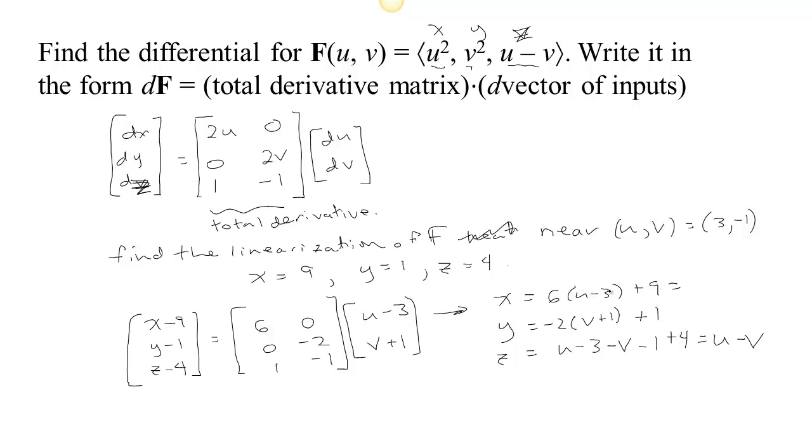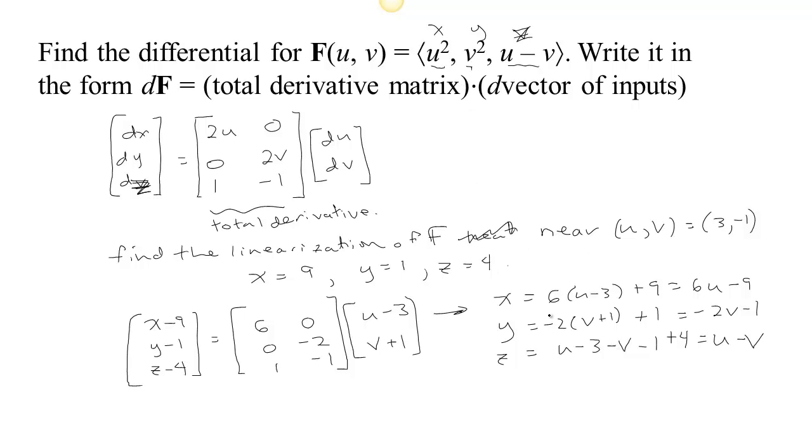Let's see, this would be 6u minus 18 plus 9. That would be 6u minus 9, right? Negative 18 plus 9 would be minus 9. And negative 2v minus 2 plus 1 would be negative 2v minus 1. So we have our 3 linear equations. Let's see what that does.